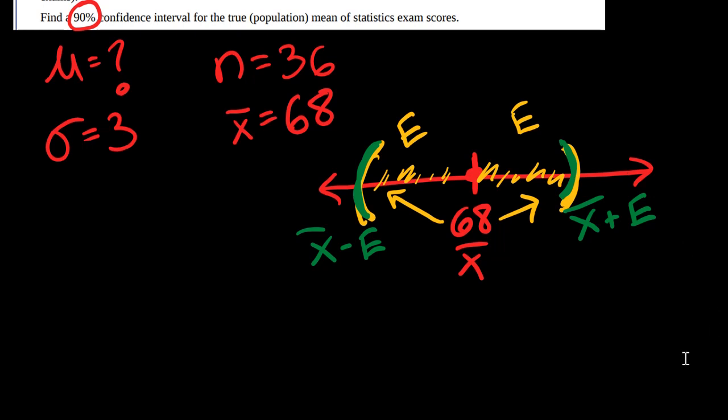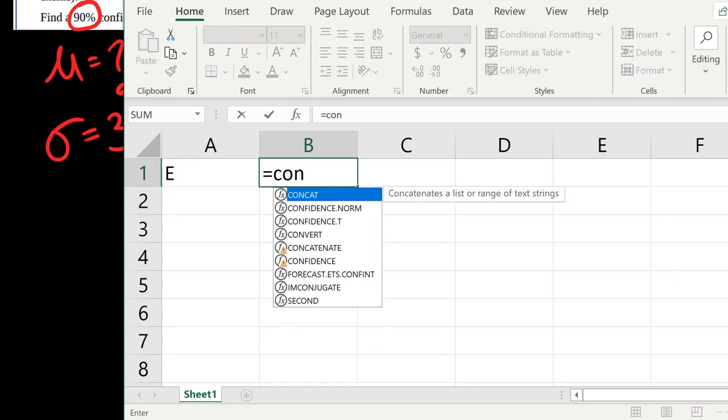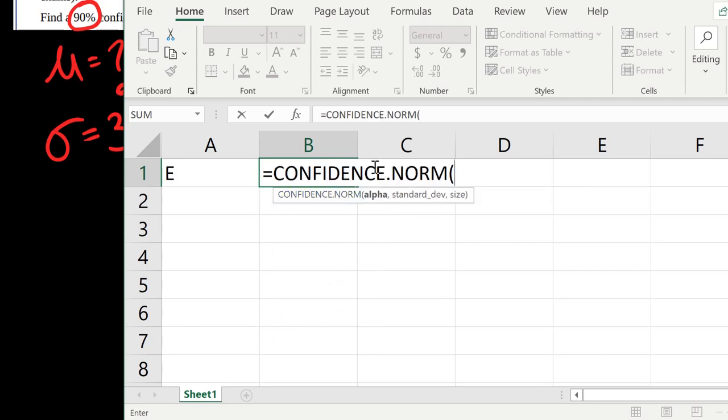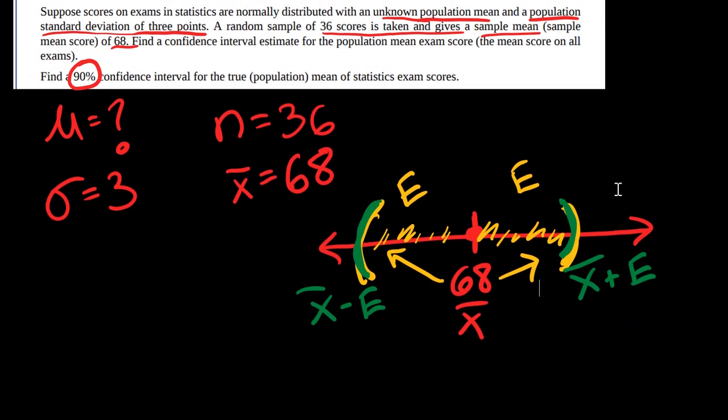Actually, let's go there and look at that function. The function in Excel for E is: type in equals confidence, and you can see it there. Once you see it, you can just press it. Confidence.norm. This function needs 3 things: alpha, standard deviation, and size. Let's start by talking about what alpha is. Alpha has everything to do with your confidence interval percentage.